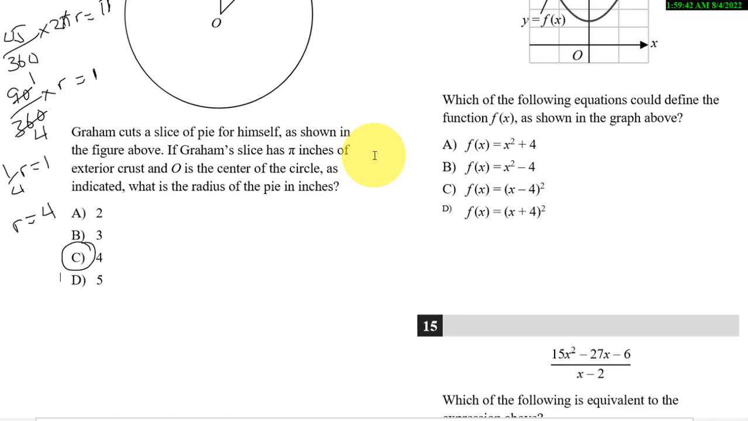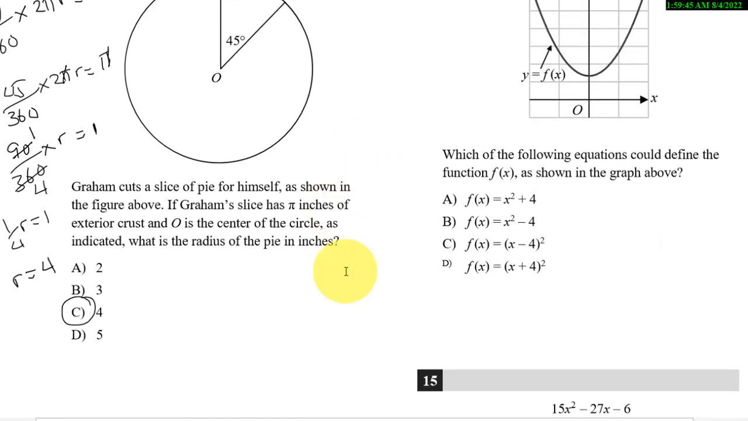Okay guys, we are doing well. So we are done with number 13. We are heading on to number 14.